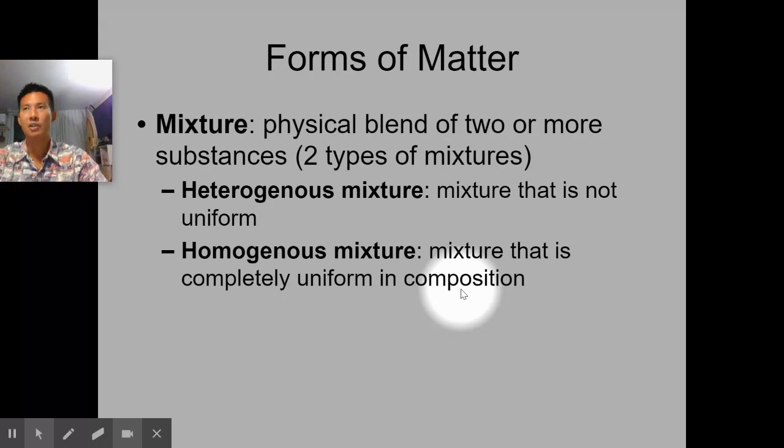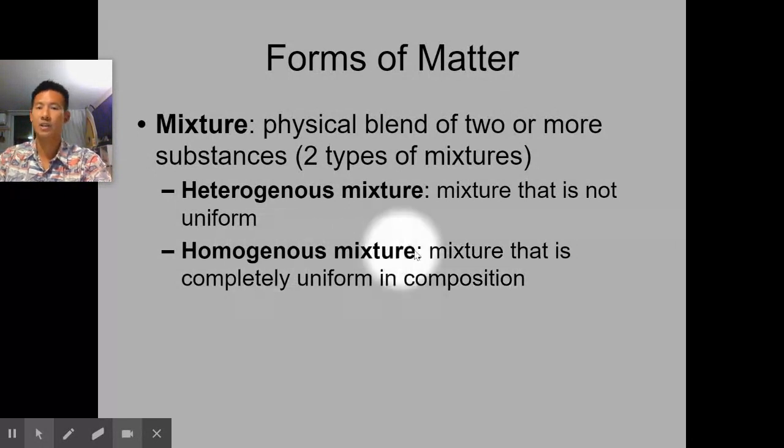Heterogeneous mixtures look different. You can see that it's a mixture. It's not uniform. Examples can be trail mix, Rocky Road ice cream, spaghetti sauce. Those are all heterogeneous mixtures. And look at yourselves. We're also heterogeneous mixtures.